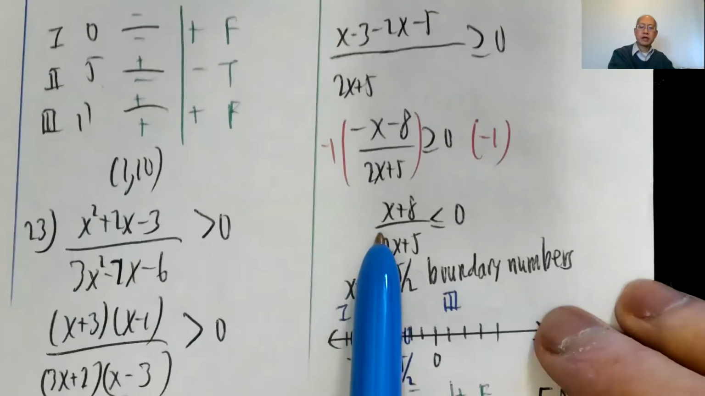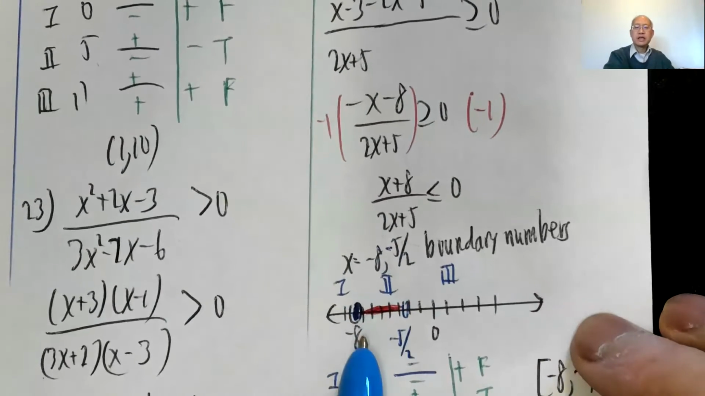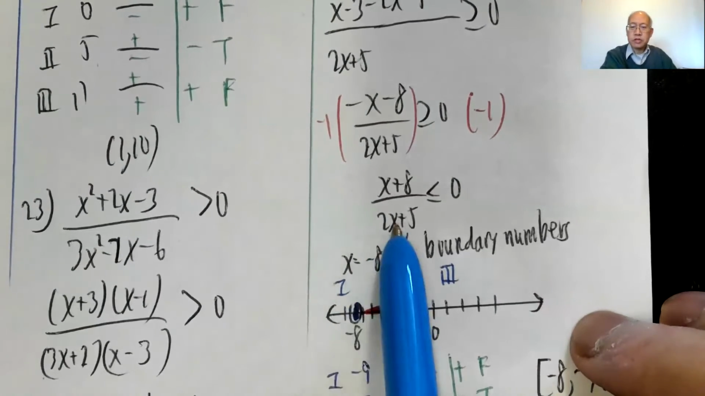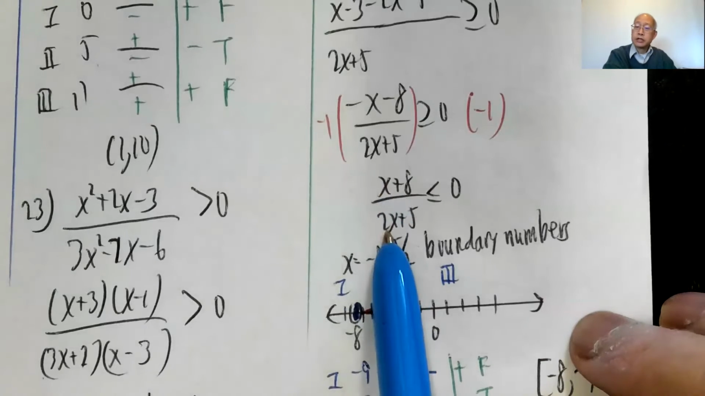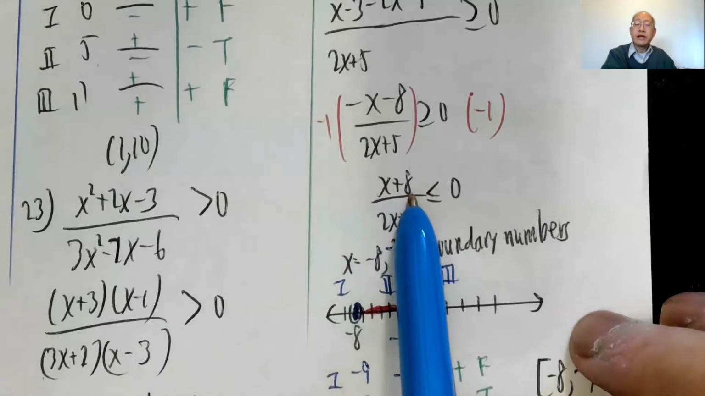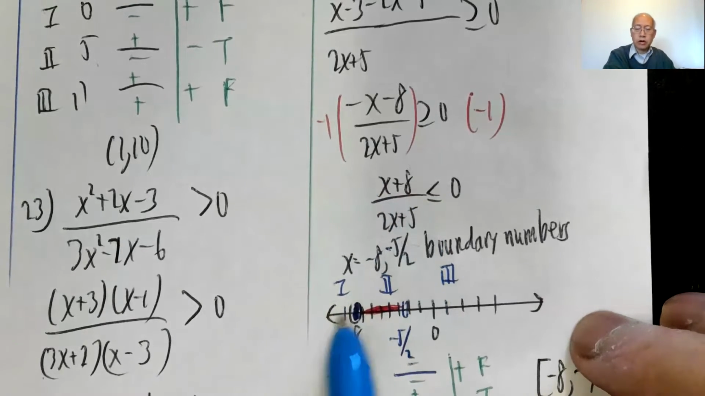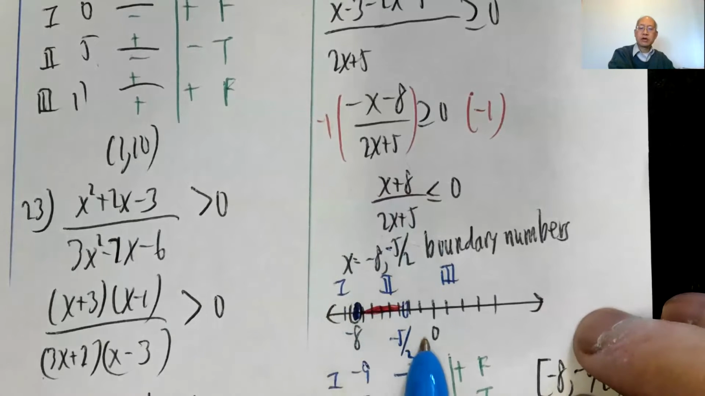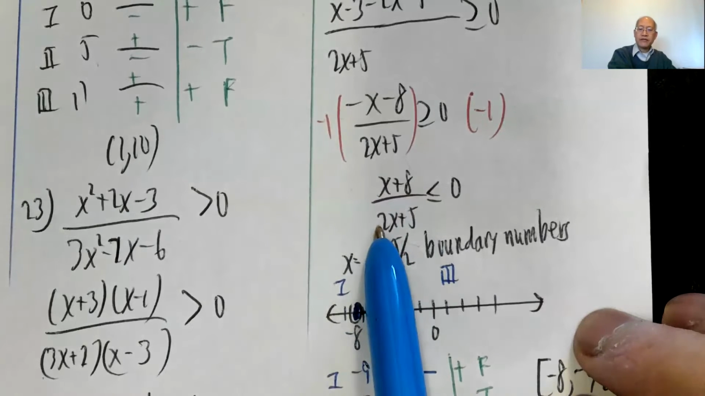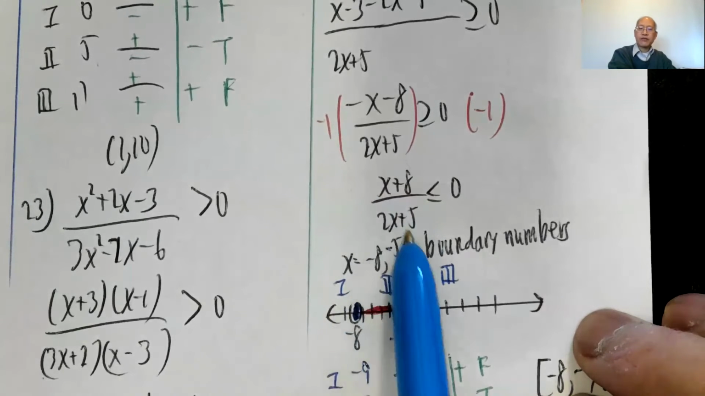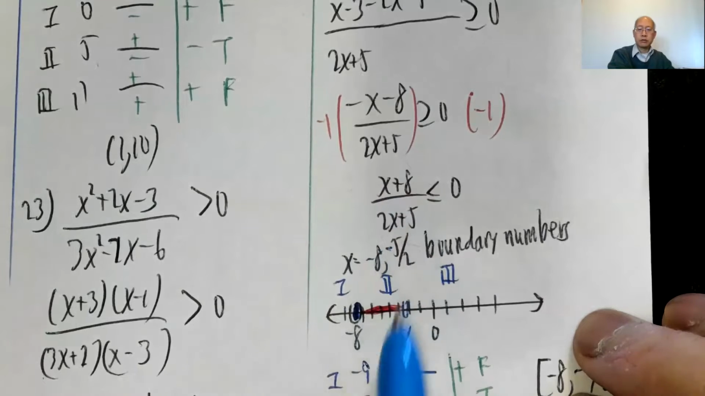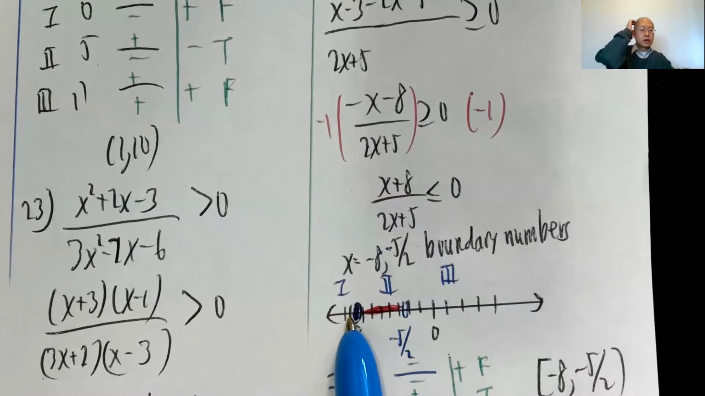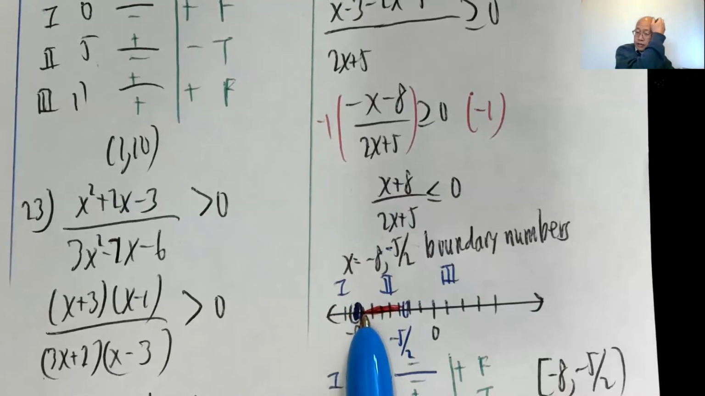So my boundary numbers are negative 8 and negative 5 halves. This time, negative 8 does give me a true statement. Negative 8 plus 8 is 0. 0 divided by this is 0. 0 is greater than or equal to 0. So closed circle. However, negative 5 halves is still going to be left open. Negative 5 halves times 2 is negative 5. Negative 5 plus 5 is 0. You're never allowed to divide by 0. So here's our first example of closed on one side, open on the other.